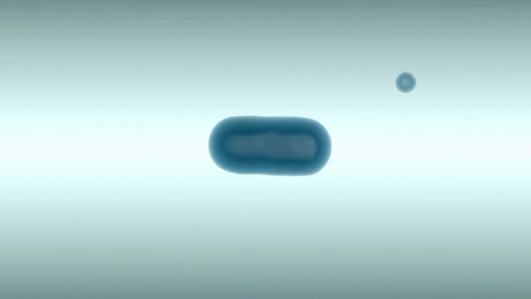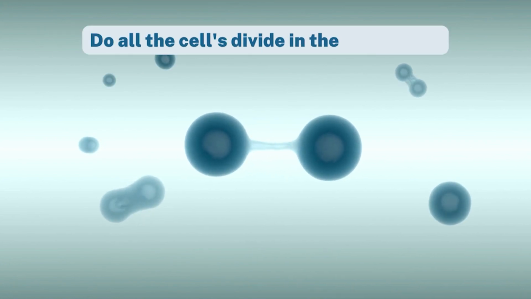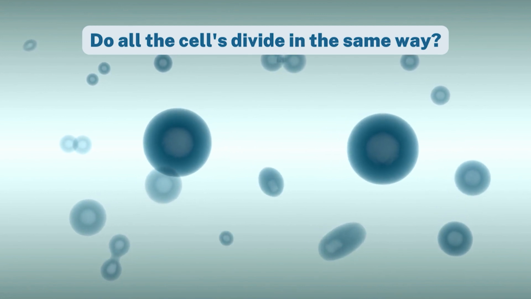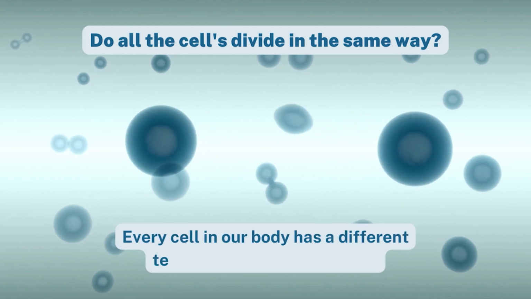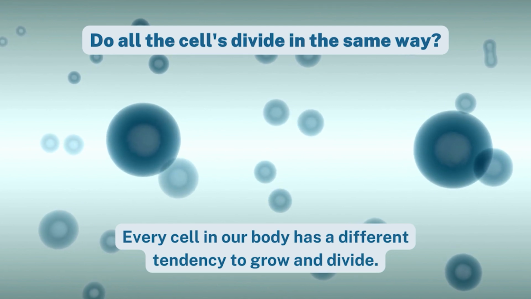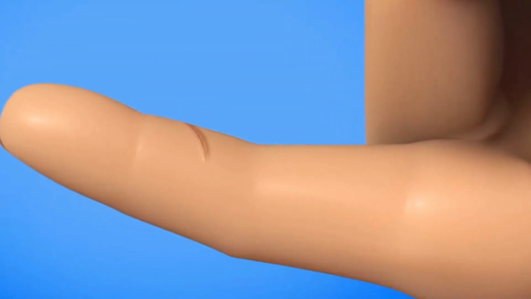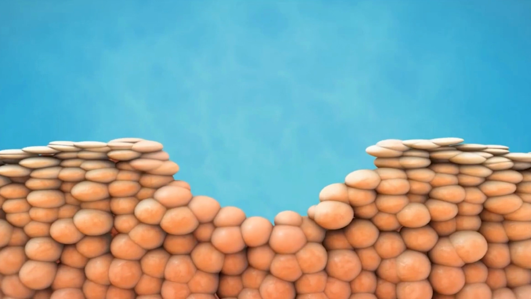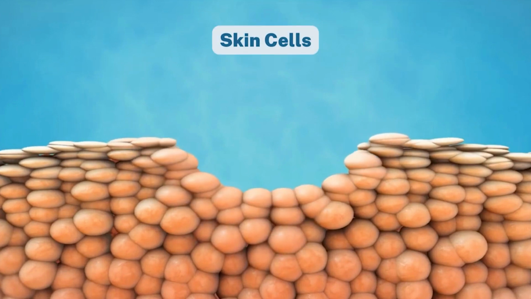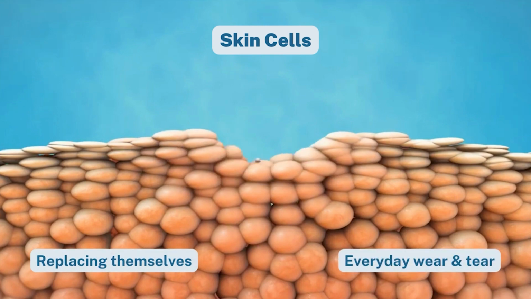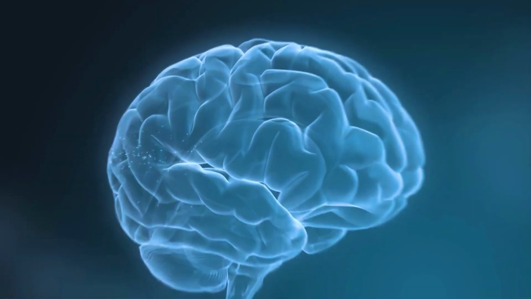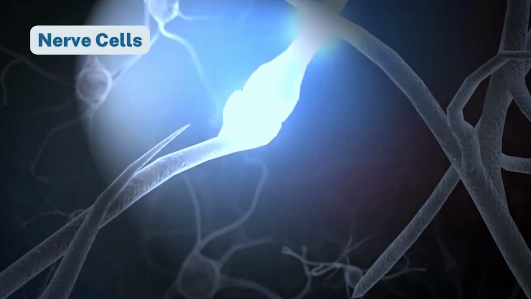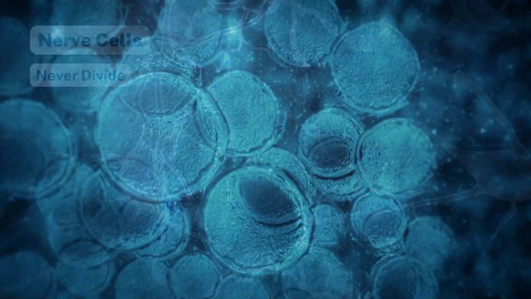Now tell me one thing, do all the cells divide in the same way? Think about it. No way. Every cell in our body has a different tendency to grow and divide, so definitely not. Some cells divide throughout their lifetime while others don't. Like our skin cells are constantly busy, replacing themselves due to everyday wear and tear. They divide very frequently, while our nerve cells, once formed, remain steady, never dividing again.